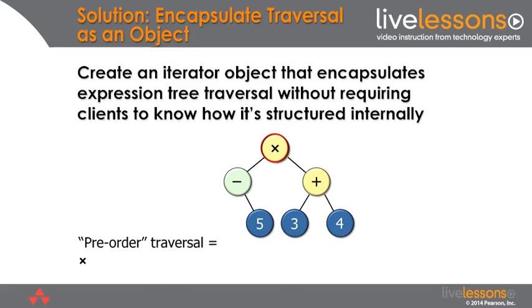When we do pre-order traversal, we print the node the first time we visit it in essentially a depth-first search through the tree. So we print off the multiplication symbol, print off the minus sign, print off the value 5, print off the plus sign, print off the value 3, print off the value 4. That's an example of a pre-order traversal, but it doesn't expose how the tree is implemented. It just provides you with the results of doing the traversal.